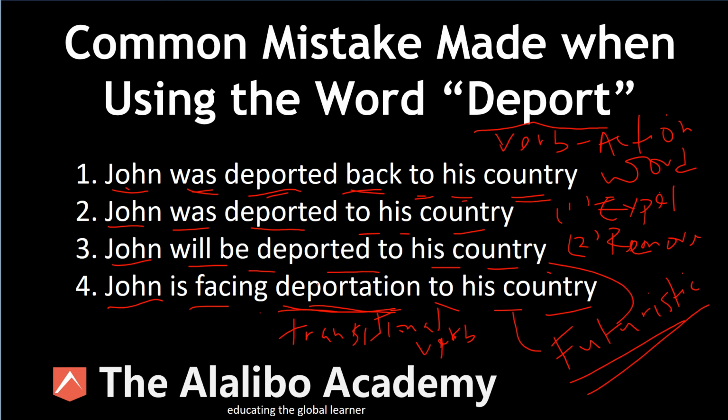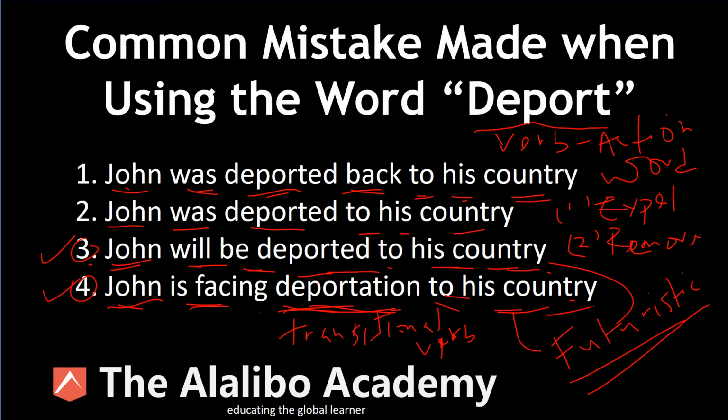Okay, so there are four sentences here. Let's see which one is not correct, okay? So let's start from the fourth one. The fourth one is John is facing deportation to his country. Is that correct or not? John is facing deportation to his country. This is correct, right? Nothing wrong with this sentence. The third one is John will be deported to his country. Is there anything wrong with this sentence? Well, this is also correct. Nothing wrong with this sentence.